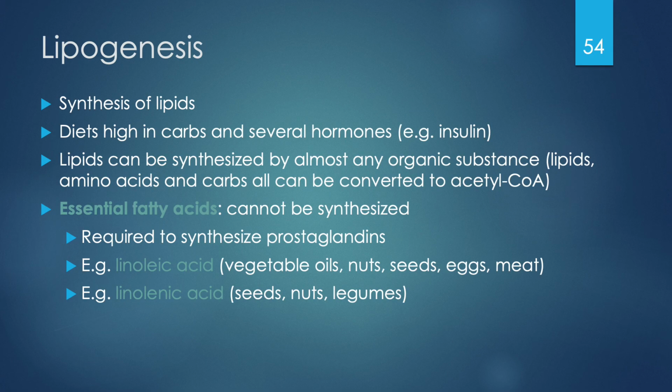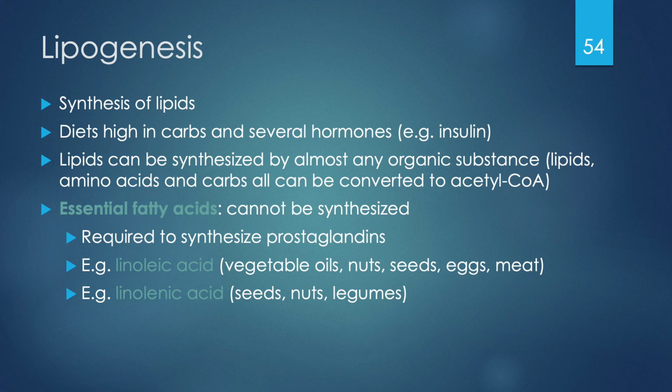Lipogenesis is essentially the development of fat, the building of fat. This is an anabolic process. So we are synthesizing lipids. This occurs in diets high in carbohydrates and also with several hormones, for example, insulin. Now, lipids can be synthesized from almost any organic substance.